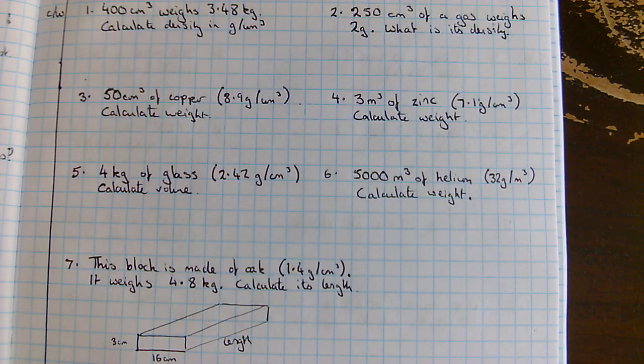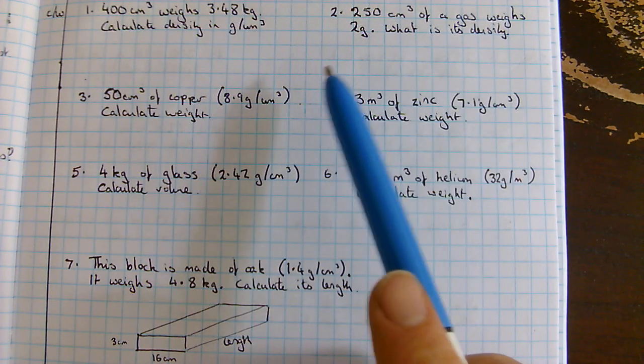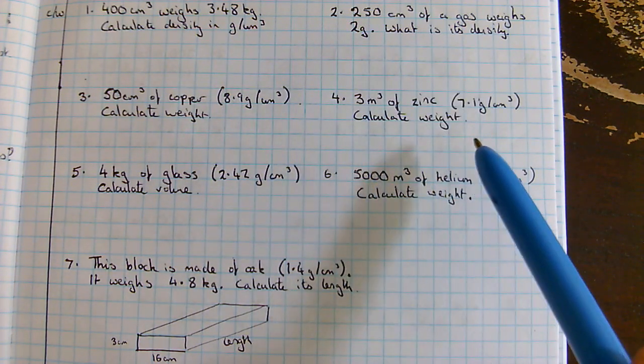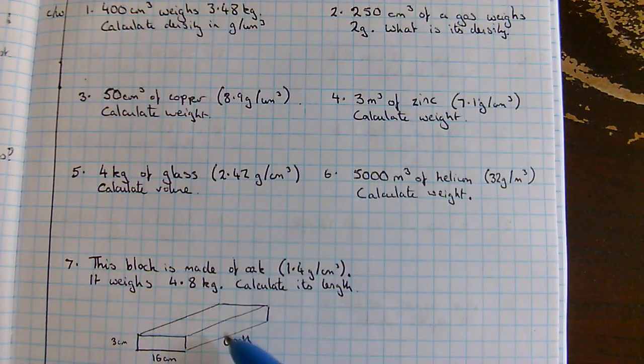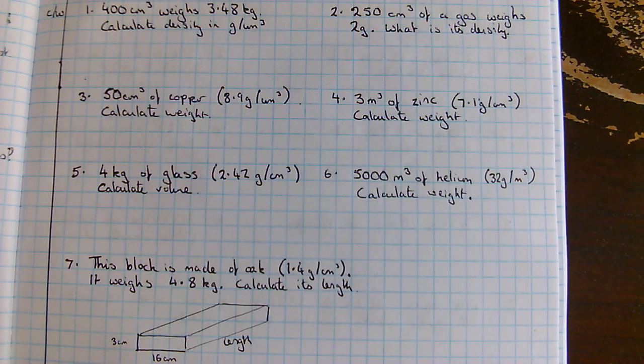Okay, so there's 7 questions here for you to try. For the first 2, you're trying to calculate the density, so remembering 1 unit of volume, what's its mass. For questions 3 and 4, you're trying to calculate the weight. Question 5, you're trying to calculate the volume. For question 7, it's a complex question that you would see towards the end of the paper. So the first thing you need to do is calculate its volume. Once you've calculated its volume, you need to work out what that missing length must be to give you that volume. Okay, pause the video now while you have a go at the questions. When you're ready, press play and we'll look at the solutions.